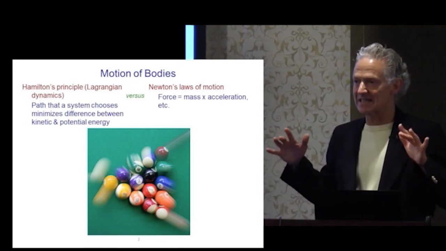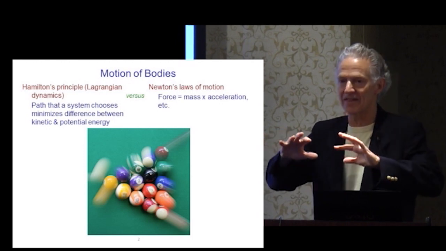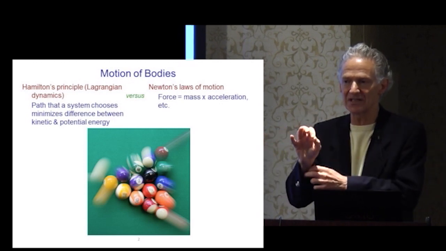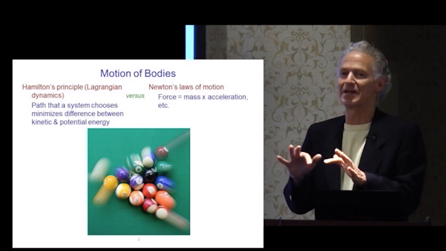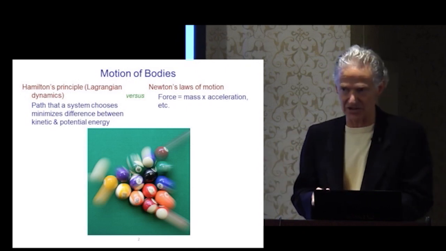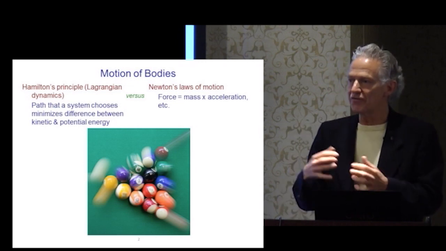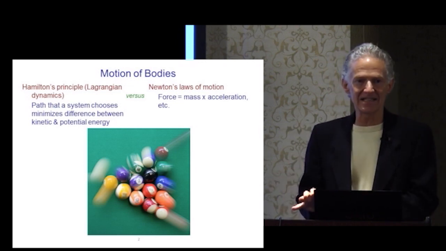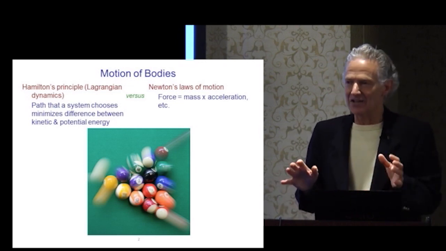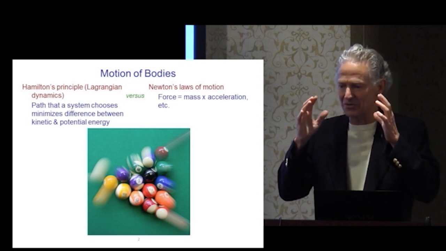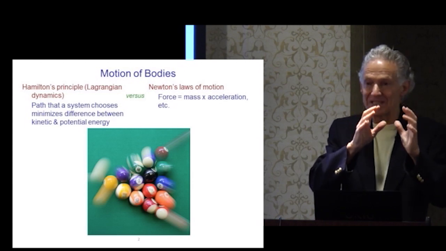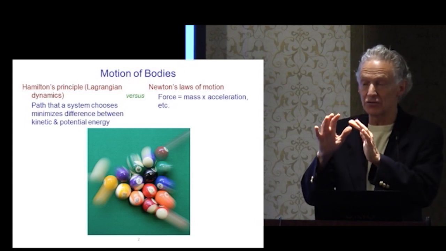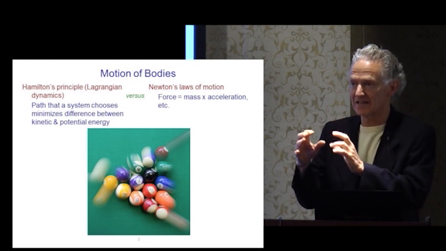And that says that a system follows a path in which the difference between the kinetic energy and the potential energy is minimized. It's called the principle of least action. And both of these approaches give you exactly the same answer. And so this was mind-blowing. There's a way of looking at the universe where there's a principle, and there's a way of looking at the universe where there's a process.